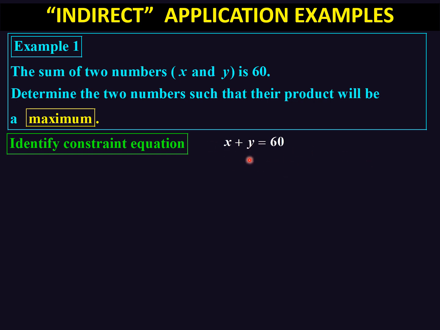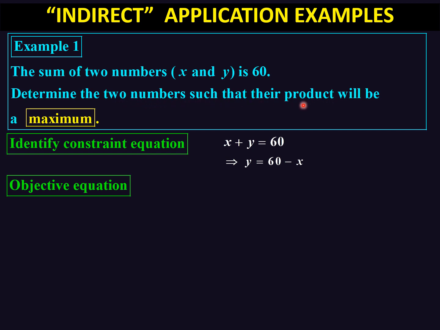Let's make one of them the subject. In this case it's immaterial whether I choose x or y, it will be exactly the same. So let's go for y. y is equal to 60 minus x. Objective equation. Now we have to see what's our objective. We want to maximize. What do we want to maximize? Let's read there. We want to maximize their product.